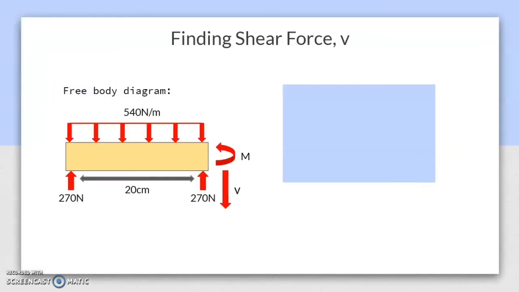So how to find the shear force V? First, we need to draw the free body diagram as I have drawn here. Next, we use the formula V equal to negative omega times length, where omega is force and length is 20 cm. And we simply substitute the value of force and length, which is the force is 540 Newton per meter, while length is 0.2 meter. And we got V equal to negative 108 Newton.